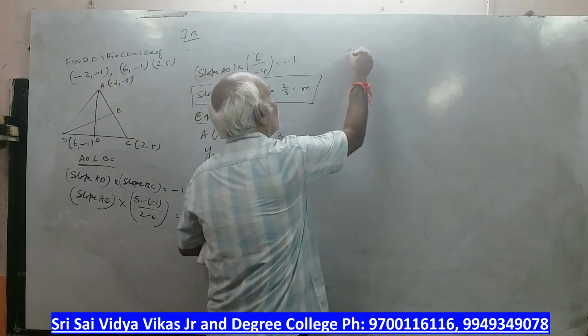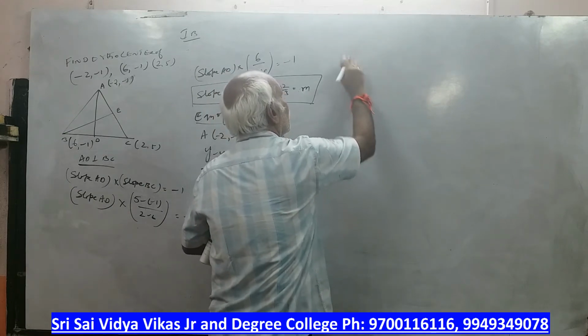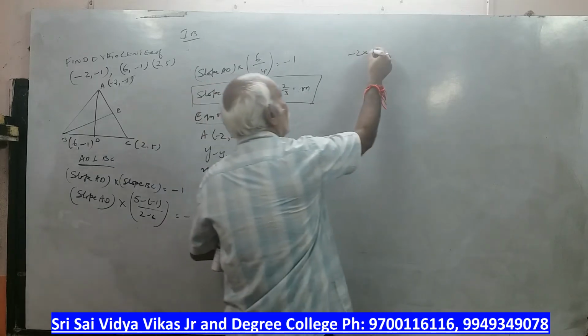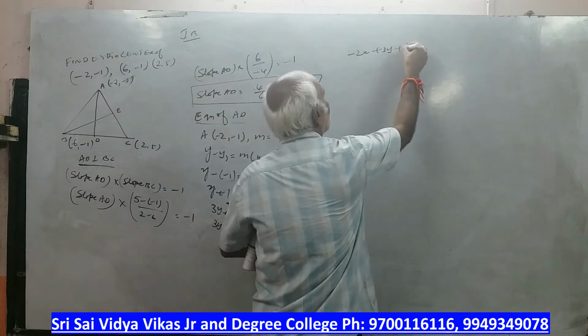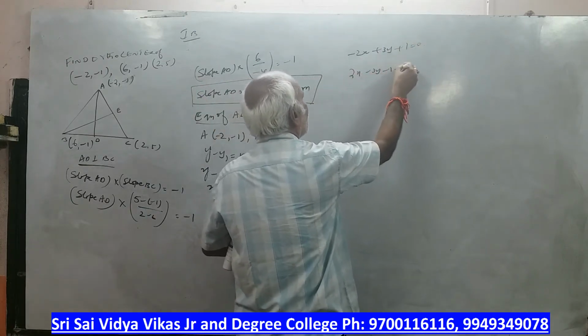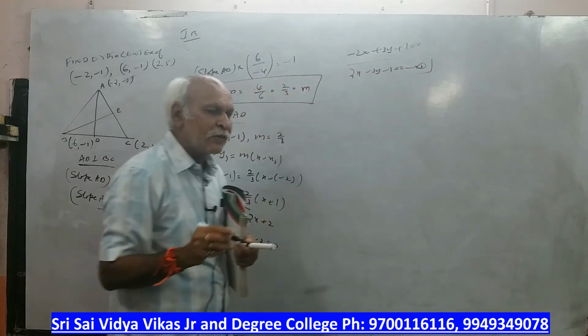So what will happen? First I will write the x term: minus 2x plus 3y minus 1. Remove the minus sign. First equation. We got the first equation.